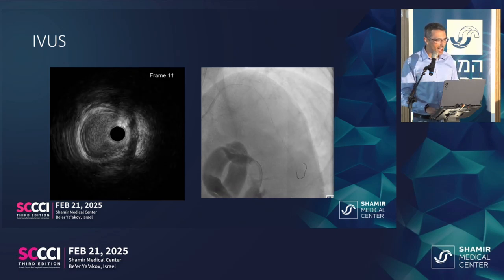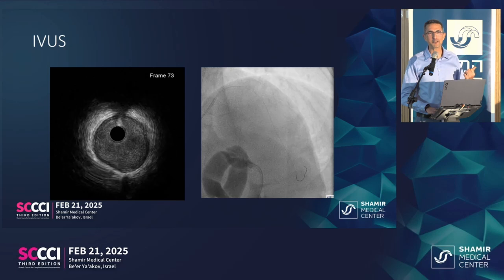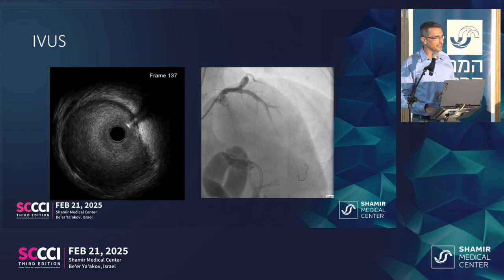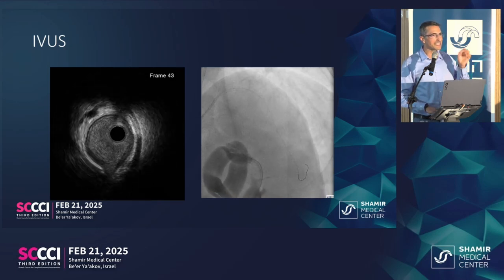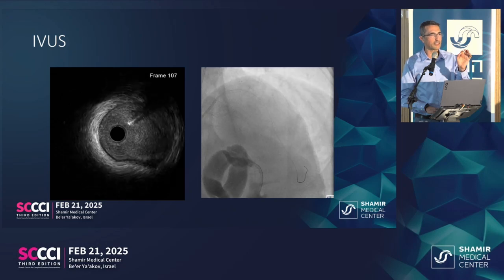So we saw on IVUS that the stent dislodged from the mid-distal LAD to the left main. And that's exactly what I said after post-dilating it to 3.0.